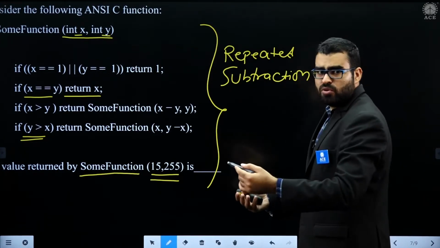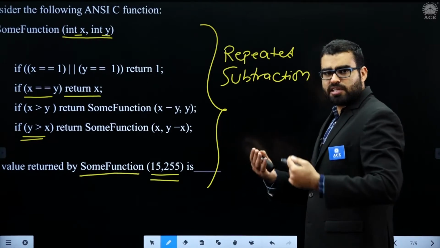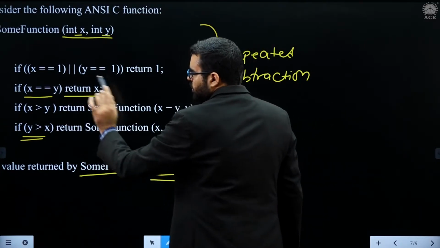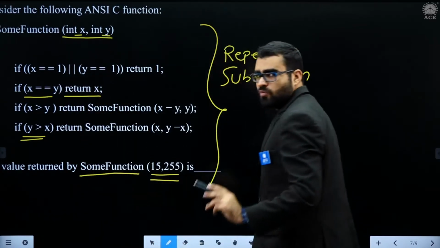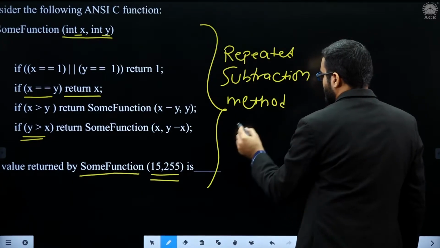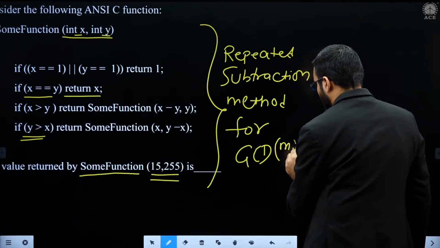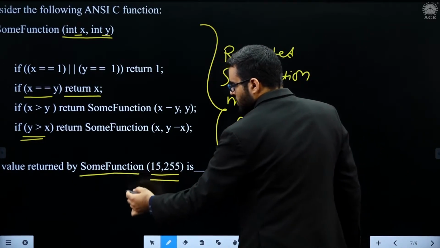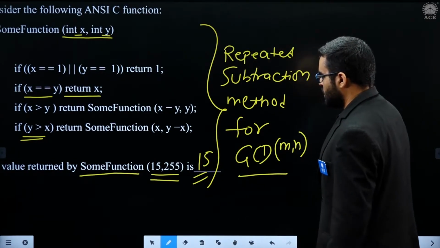From the bigger value we subtract the smaller value, and we keep doing like this, until either they both become equal, or one of them becomes 1. So this is the repeated subtraction method for calculating the GCD of two numbers m, n. So your answer will be 15. The return value will be 15.